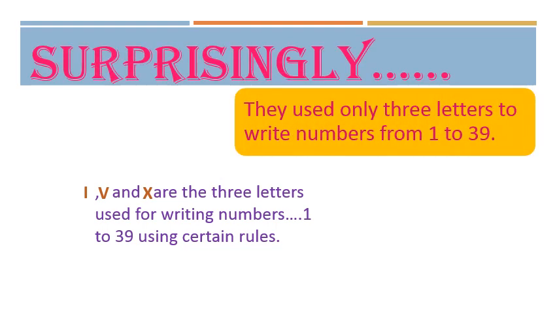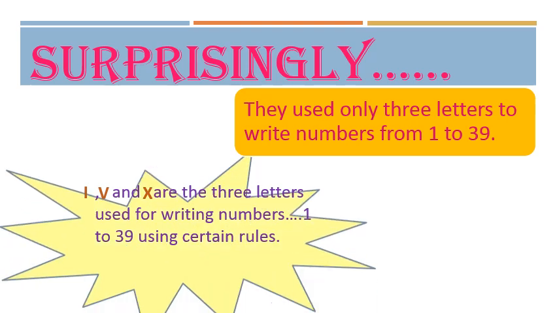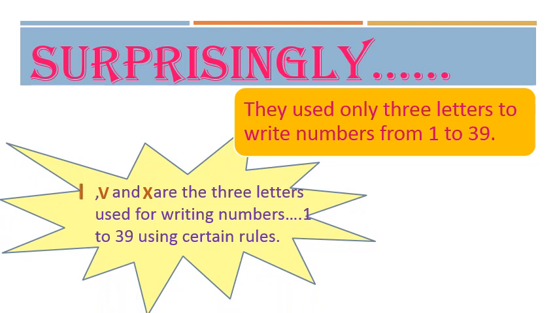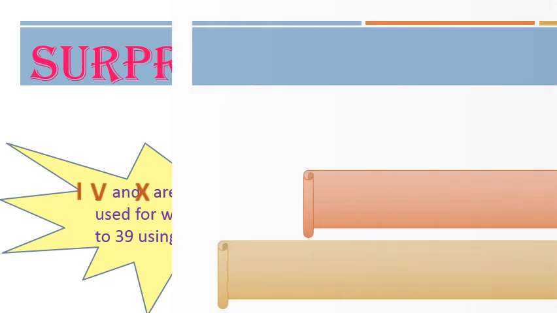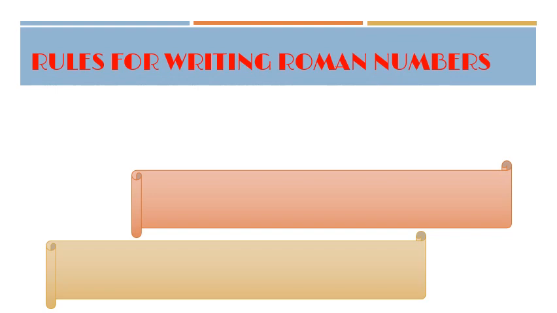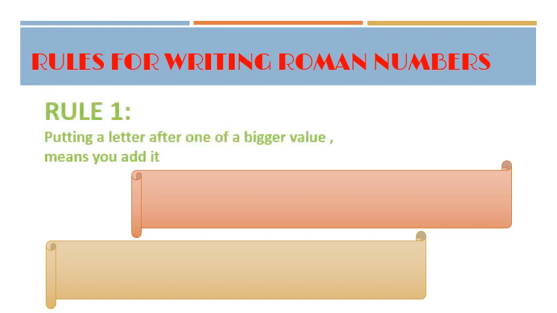Surprisingly, they used only 3 letters to write numbers from 1 to 39. I, V, and X are the 3 letters used for writing numbers 1 to 39 by using certain rules. Now we'll see what the rules for writing Roman numbers are. Rule 1. Putting a letter after one of a bigger value means you add it.